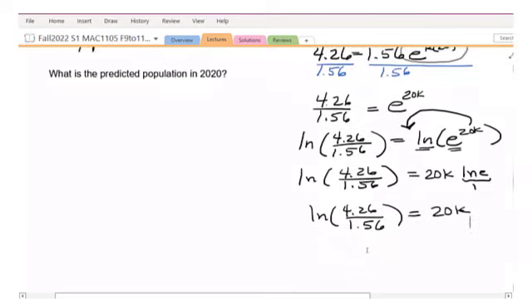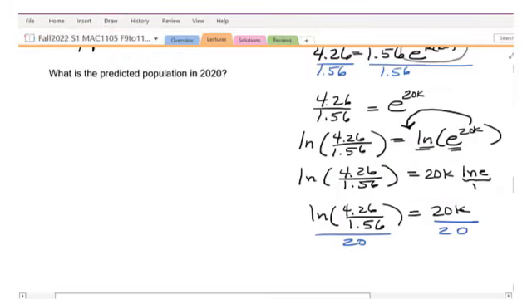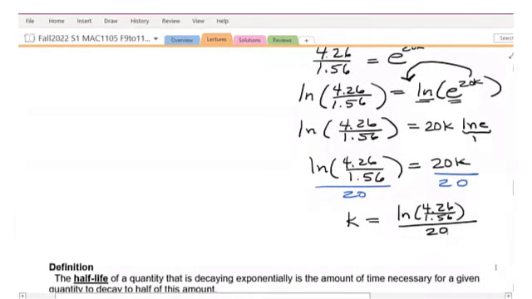And then, of course, we need to get k completely by itself. So we're going to divide both sides by 20. So we have this expression that we have to put into our calculator. k is going to be the natural log of 4.26 over 1.56 divided by 20. So let's practice. Let's see if we can all get the right answer for that value. Everybody practice with your calculators.